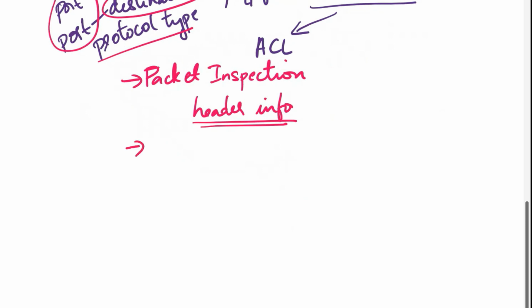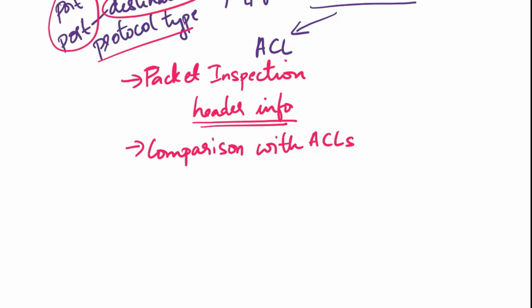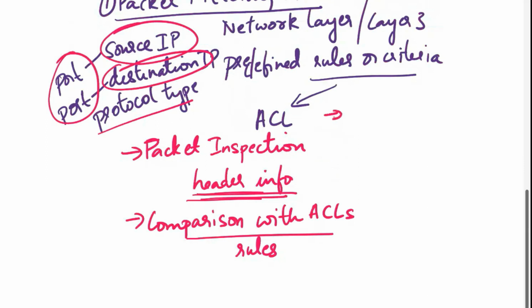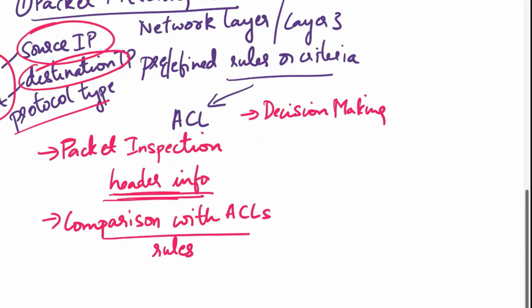The next characteristic is comparison with the ACLs. The firewall compares the information in the packet header with the rules that are defined in the ACLs, that is, access control lists. These ACLs specify what types of traffic are allowed and what should be blocked. The next characteristic of packet filtering is decision making. Based on the ACL rules, the firewall makes a decision about whether to allow or block the packet.